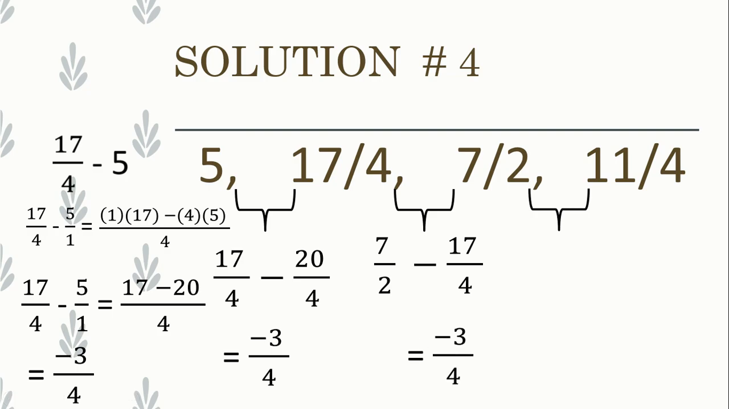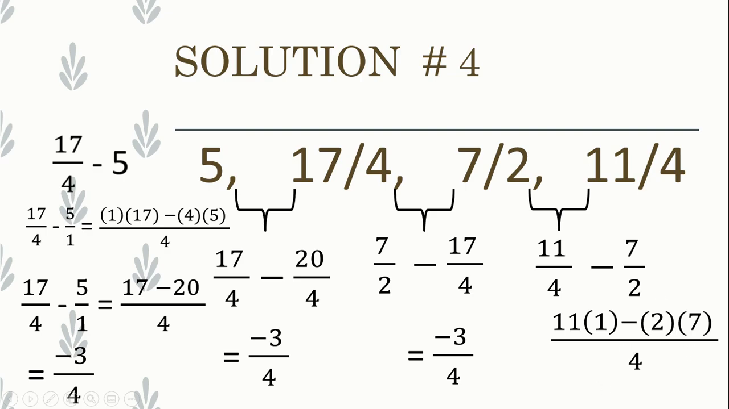Let's continue to the last consecutive terms. That is 7 halves and 11 over 4. The previous term of 11 over 4 is 7 halves. By subtracting them, that's 11 over 4 minus 7 halves. Again, find the LCM of 4 and 2, and that will serve as our LCD.